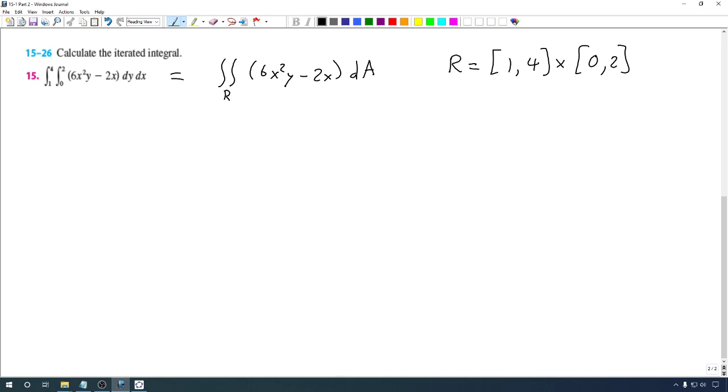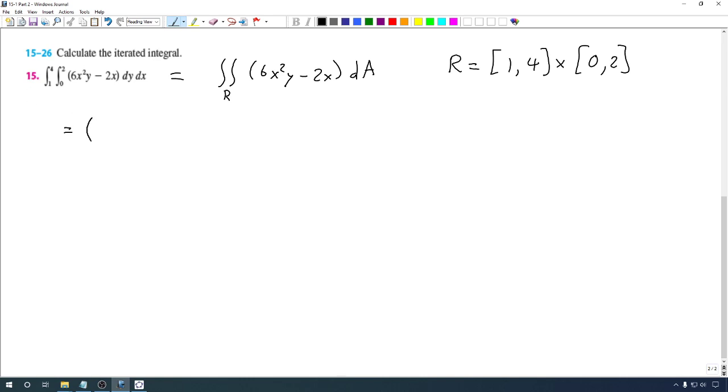Whether or not that actually represents a volume just depends on whether or not this function ever becomes negative on this rectangle. I don't know. I haven't looked at it. But that's not really what we need to be doing to actually do this problem. Doing this problem just comes down to doing integration, just integrating directly, working from the inside outwards.